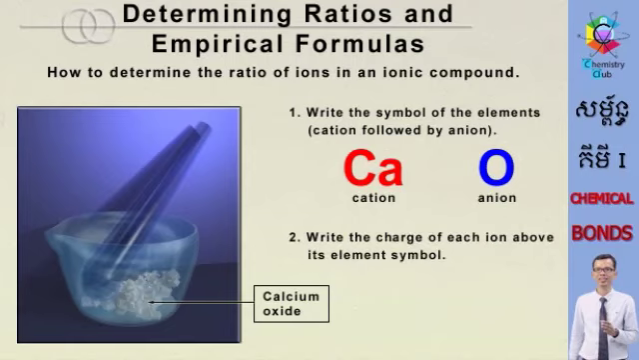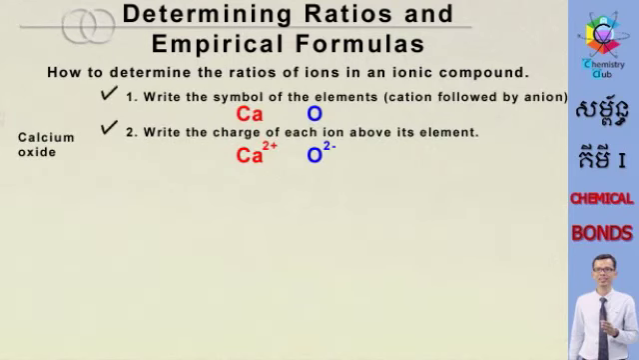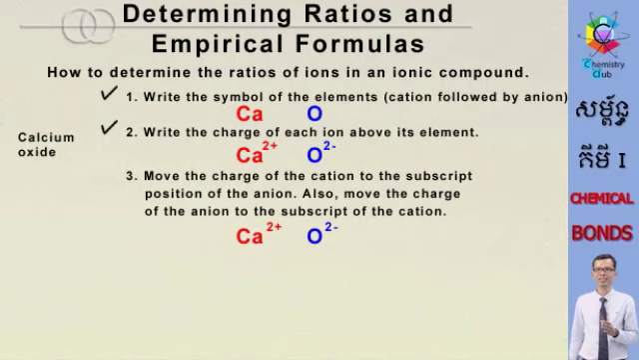Second, write the charge of each ion above its symbol. Refer to the periodic table if needed. The calcium cation forms a 2+ charge, and the oxide anion forms a 2- charge. Continuing the process, the third step is to move the charge of the cation to the subscript position of the anion. Also, move the charge of the anion to the subscript of the cation. In this case, the 2 from calcium is written behind O, and the 2 from oxide is written behind Ca.